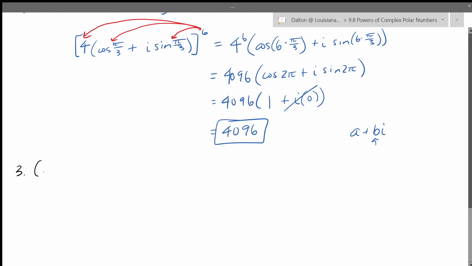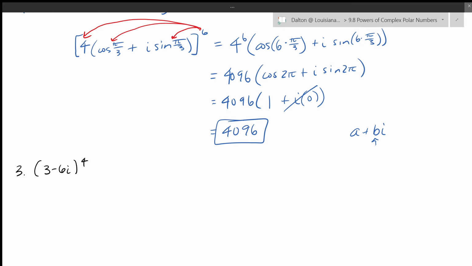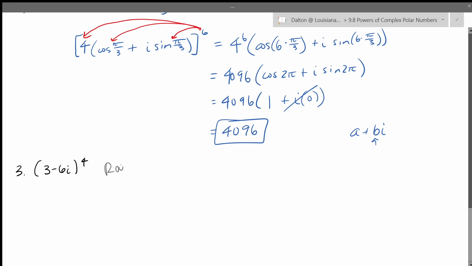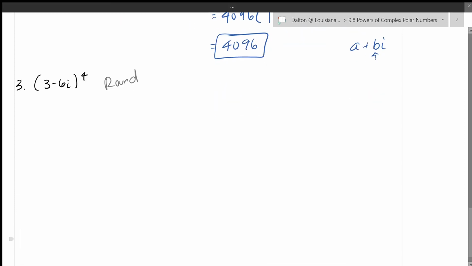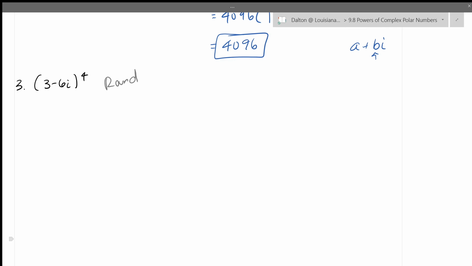Open parentheses, 3 minus 6i, to the 4th power. And when necessary, I want you to round to the nearest hundredth, 2 places beyond the decimal. So similar to scenario number 2, I don't give you the problem in the correct form. I'm giving you the question as a complex rectangular number. So your job first is to figure out r and theta.